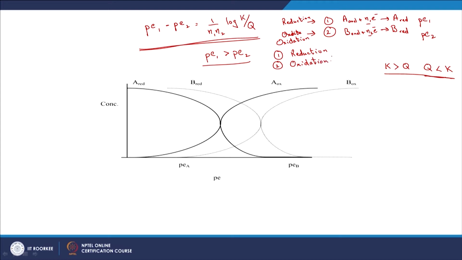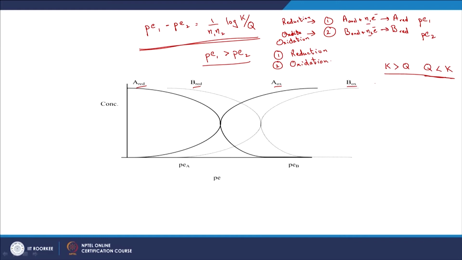To better understand this aspect, we looked at a relevant figure here. Here we have a case of two redox couples, A reduced and A oxidized, B reduced and B oxidized. We chose one particular case: if I am starting from somewhere out here, and from here let us say PE of B, and this is for A here. So let me choose this point. We start out with a case, as you see here, where PE of B is greater than PE of A.